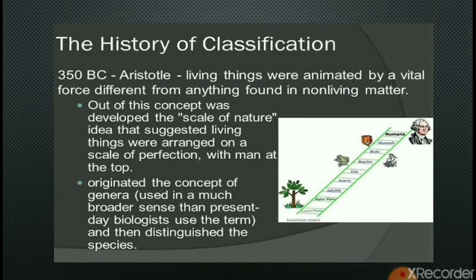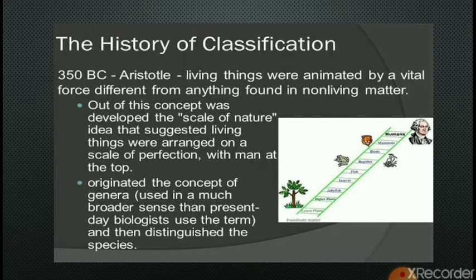Welcome students. Today we will discuss chapter 2 of class 11 biology, biological classification. In the previous chapter we discussed the characteristic features of living organisms and the basics of classification.